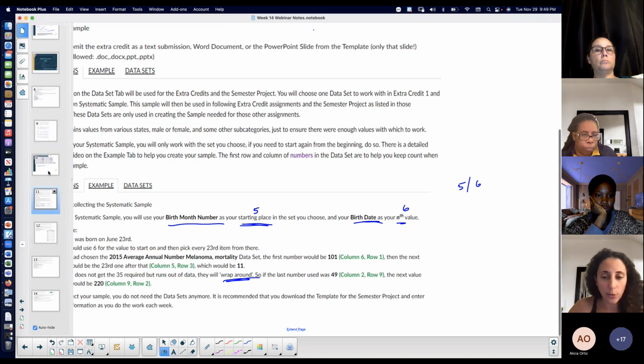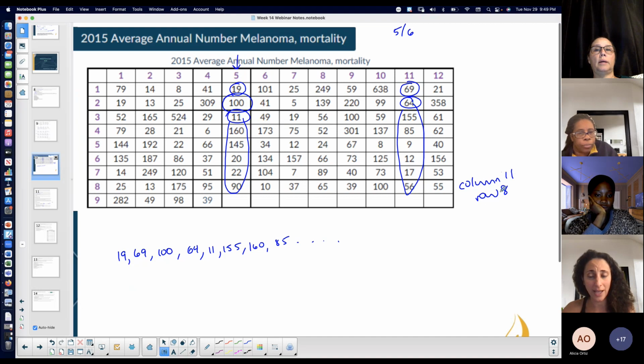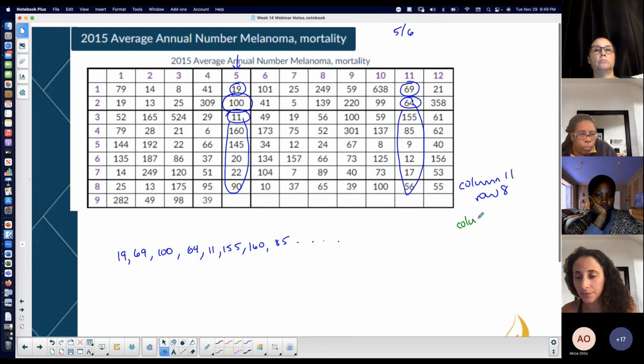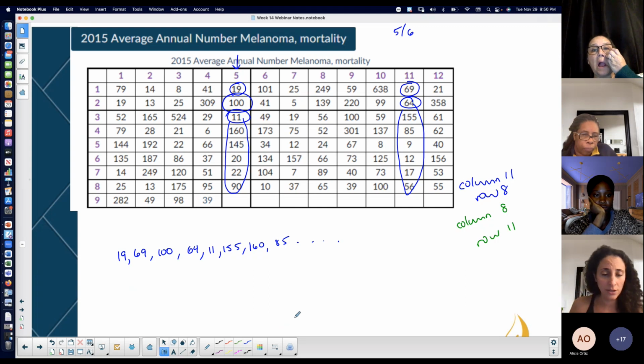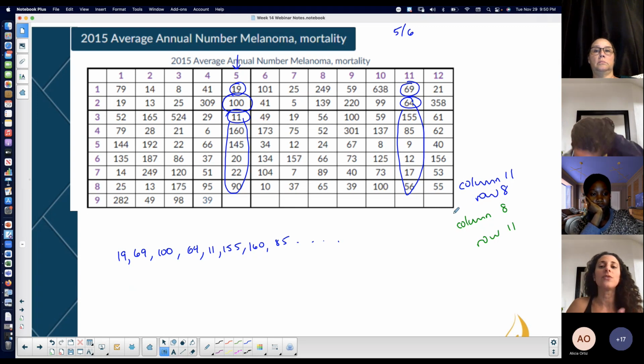If I go back to my example, my last one was column 11, row 8. My next one, I'll put it in green, is going to start when I wrap around in column 8, row 11. Now I don't have row 11. So what I told some students to do, if this were the situation, was to just continue. This happened with a few of you, where you ended in a situation where if you switched it, my next one is going to be column 8 and row 11. I don't have a row 11.